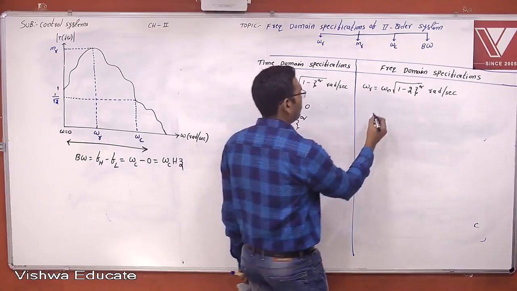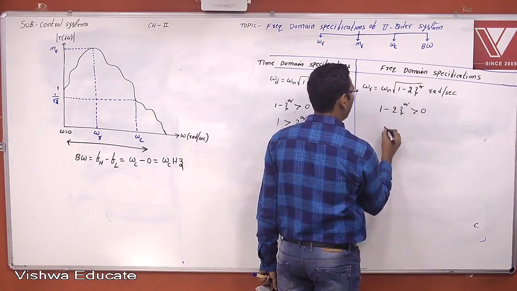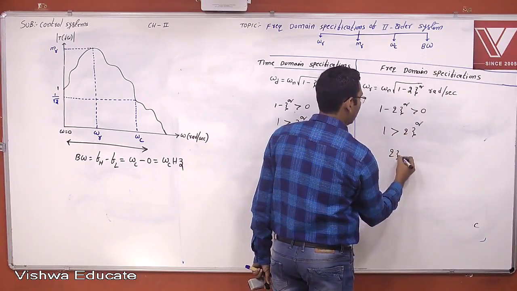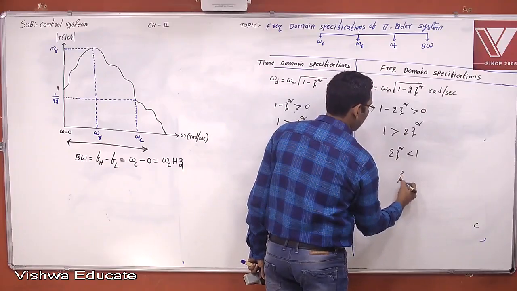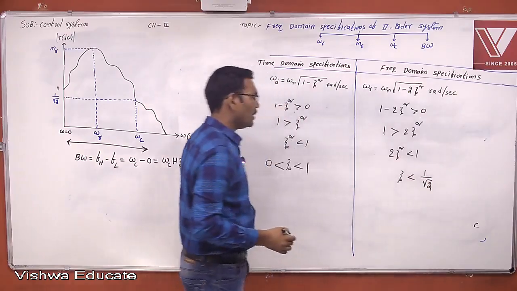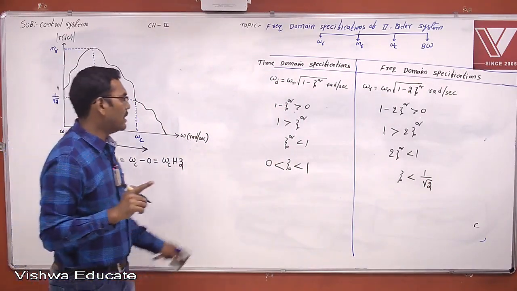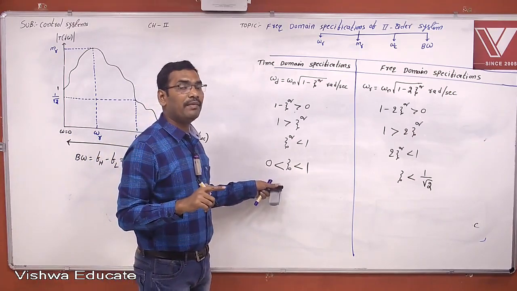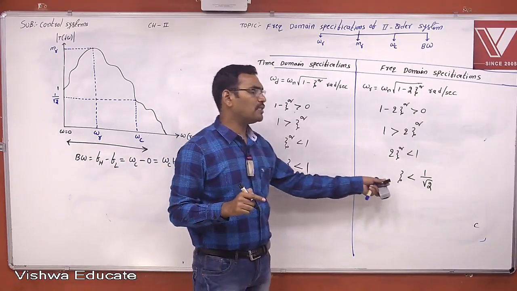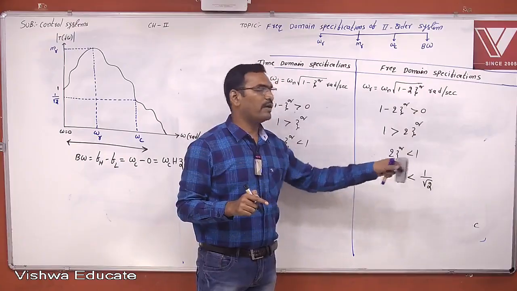And here 1 minus 2 zeta square is greater than 0, so that the value under the root becomes positive. 1 is greater than 2 zeta square, 2 zeta square is less than 1, zeta is less than 1 by root 2. Now what can we understand? All the time domain specifications are valid only when the damping factor zeta is less than 1. All the frequency domain specifications are valid only when zeta is less than 1 by root 2.